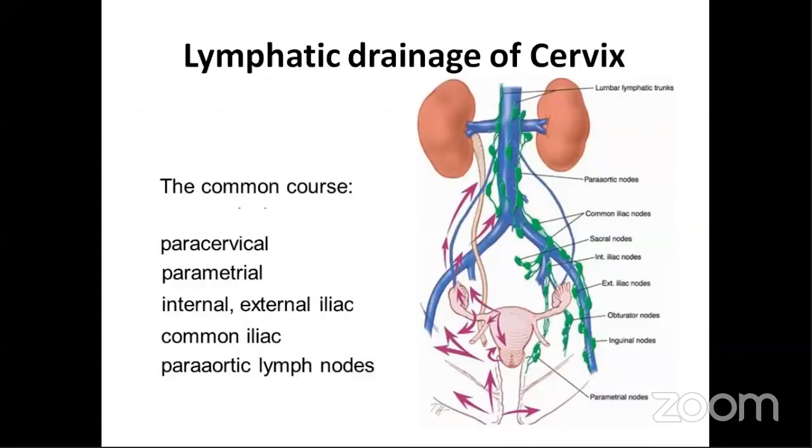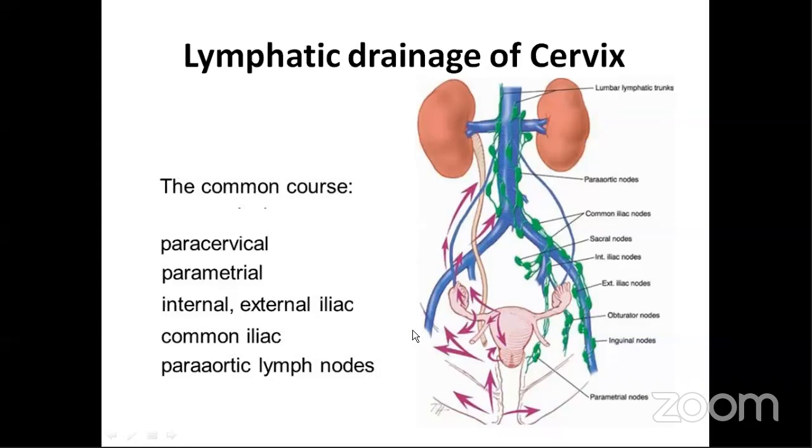Next, this can be a short note again, a very favorite question of most of the gynecologists. So we all need to know the lymphatic drainage of the cervix. Cervix initially drains into the paracervical lymph nodes, then into the parametrial lymph nodes, which further drain into the internal and external iliac group of lymph nodes, further into the common iliac group, and then into the para-aortic group. And you can also find that the inguinal lymph nodes can also receive lymphatics from here.